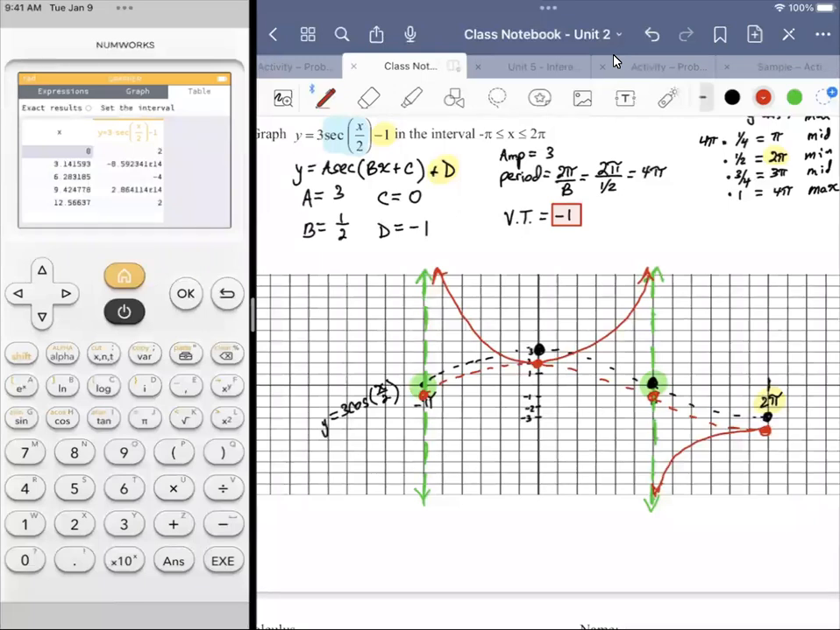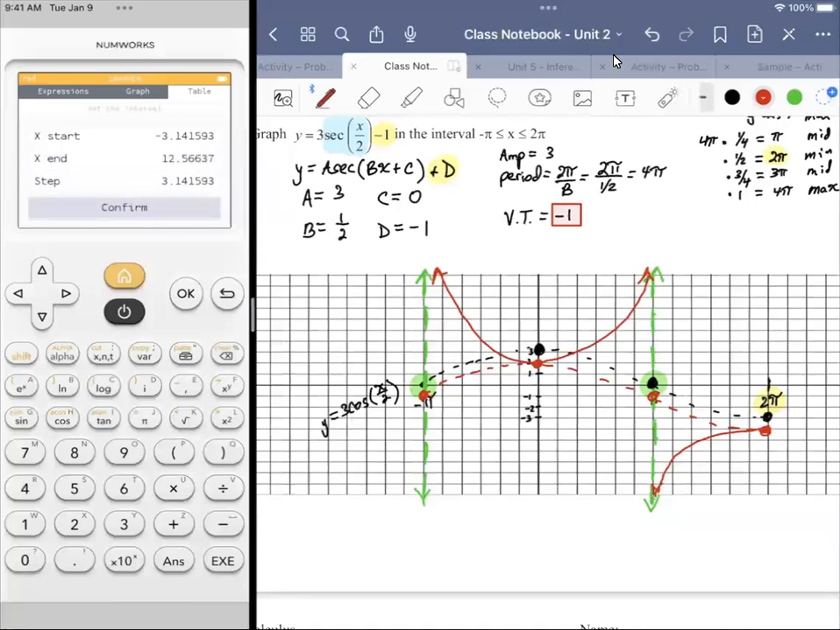All right. So this is in increments of pi. If I want to get that -pi in here, I want to set the interval and make my x start -pi. Now we have it going in increments where it says step. It's increments of pi. So that happens to align with what we want here, but it won't always. So you might want to change that from time to time. So confirm.